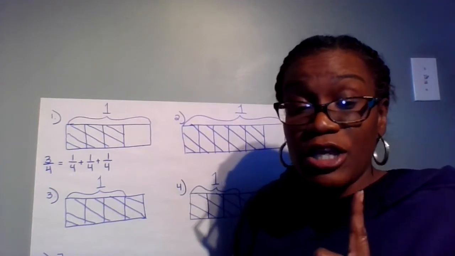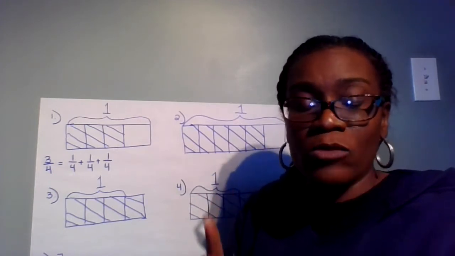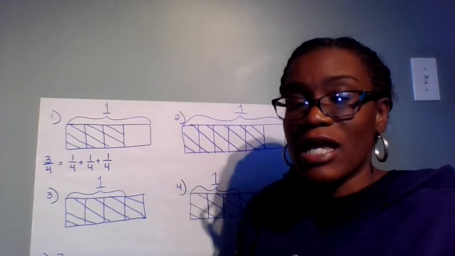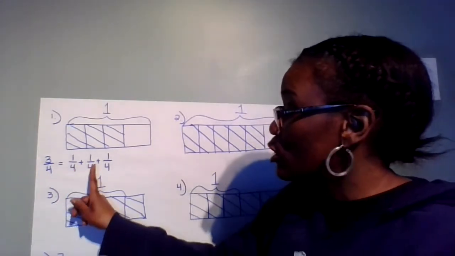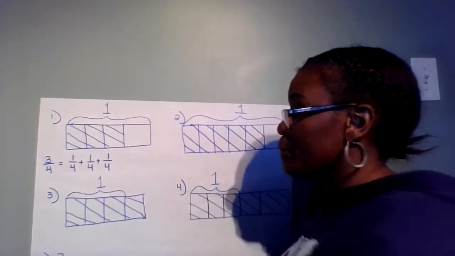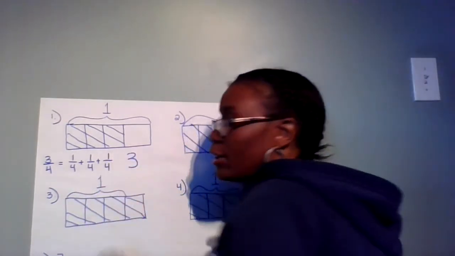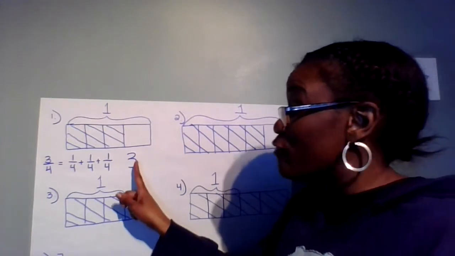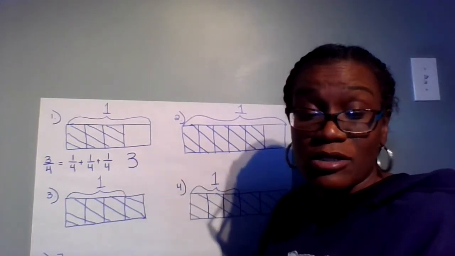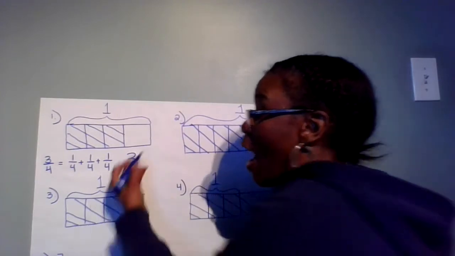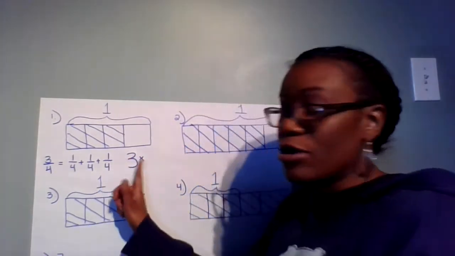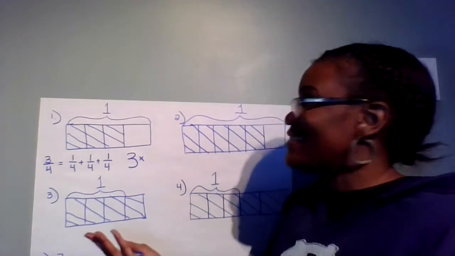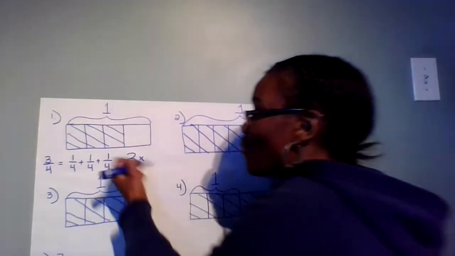So the first thing you need to do is count how many unit fractions you have. So let's count. 1, 2, 3. And I'm going to write that in a big number because it's a whole number. I have 3 unit fractions. And now I will multiply the number 3 by what fraction? That's right. You guys are so smart. 1/4.